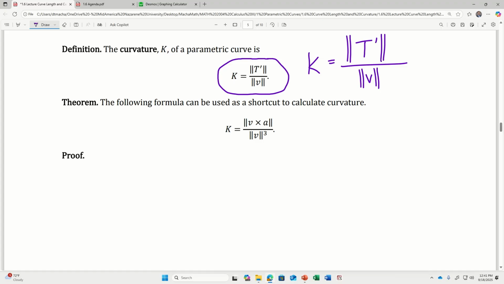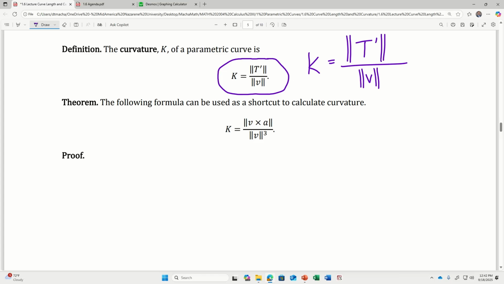And curvature is supposed to be telling us how curvy a curve is. If you have a really high curvature, it means you've got a really sharp turn. If you've got a really low curvature, it means that your curve is practically straight. If your curvature is 0, then your curve is just a line. It's not actually a curve.